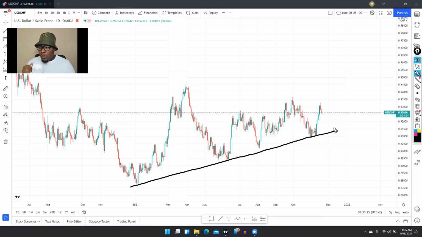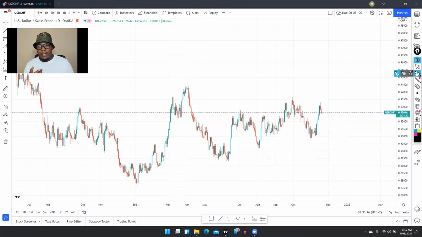On USD CHF, at the moment, we have now identified the trend. And the trend is going up. It's an uptrend. So let's draw a proper line now, because we already identified the trend.